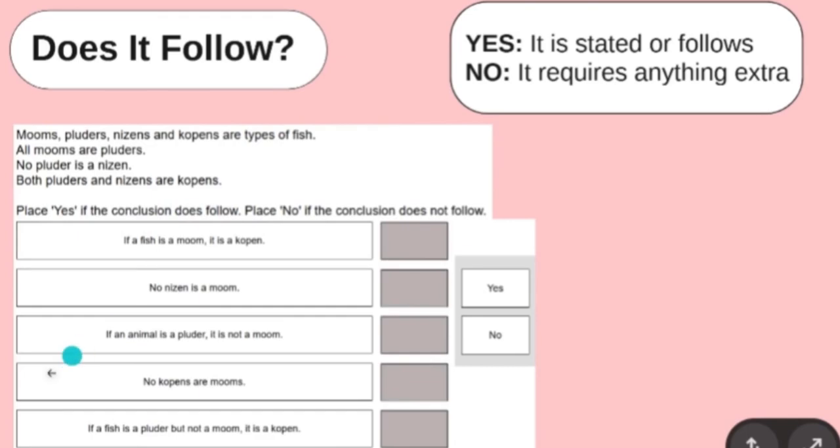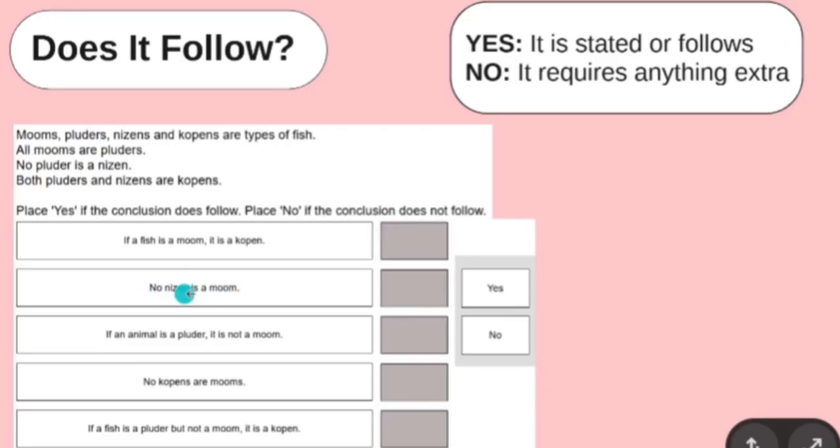Now I can actually look at the question and hopefully understand. So if a fish is a moom, it is a copen. So I look for that circle, which is labeled M, and see whether it's within K for copen. And for me it is. So for that one, I'll put yes, or I'll drag it over here for yes.